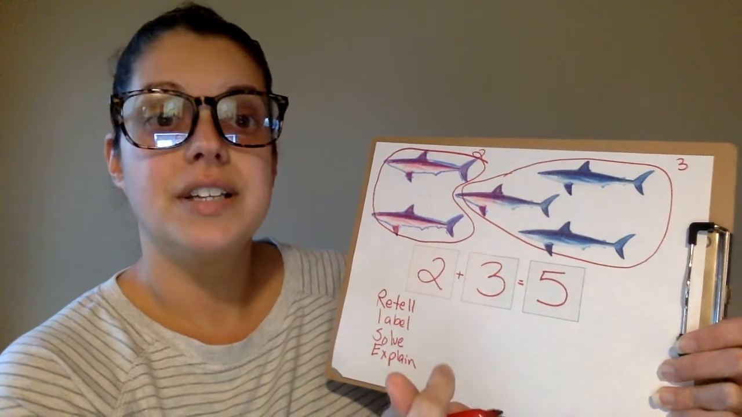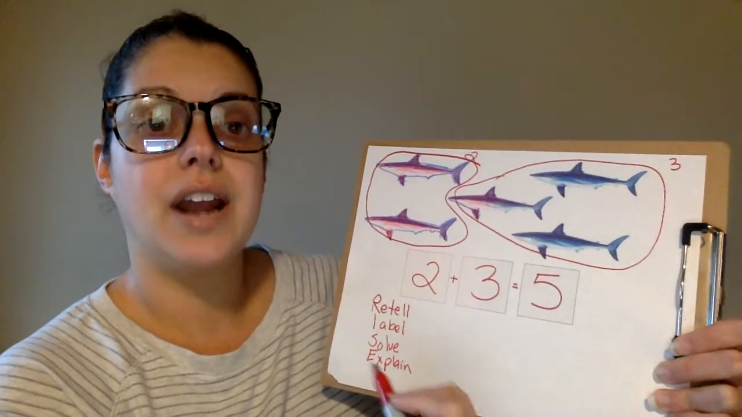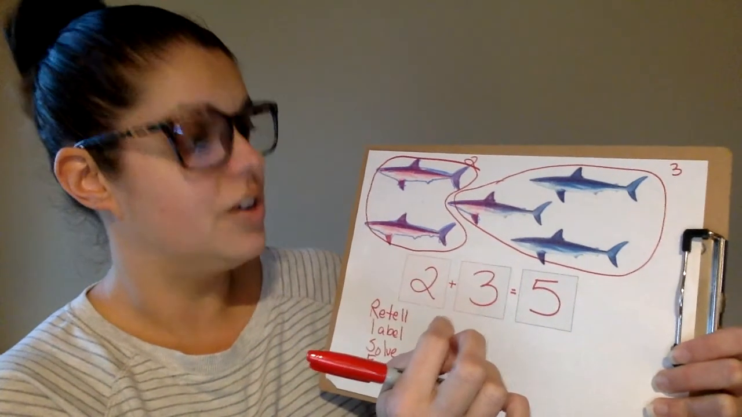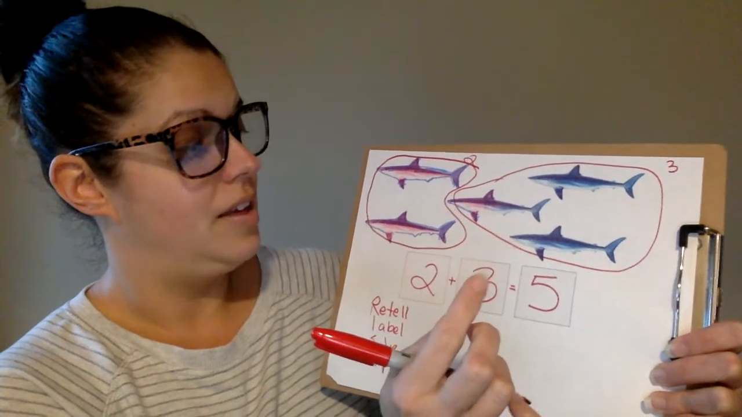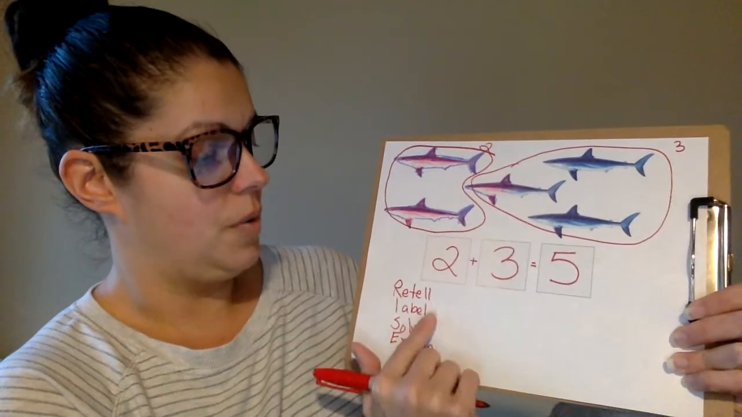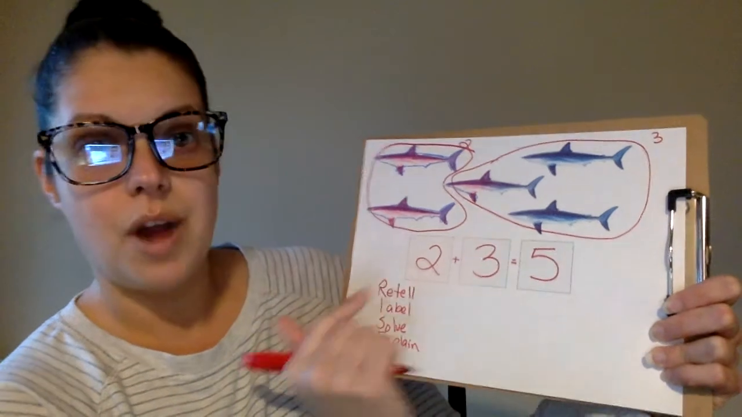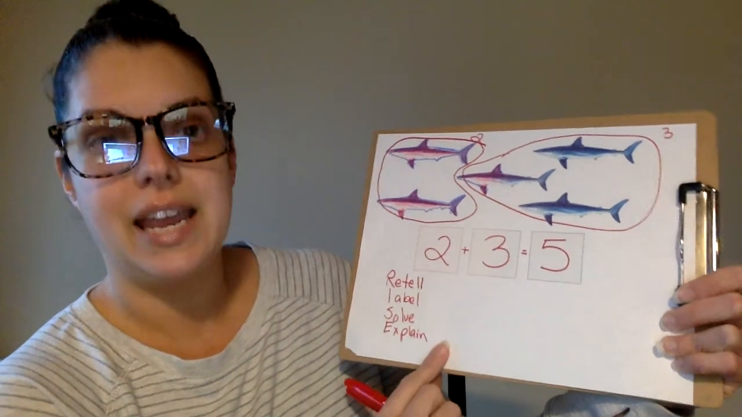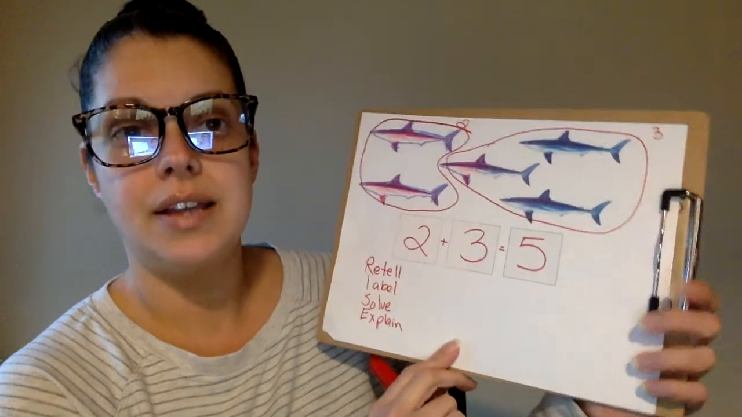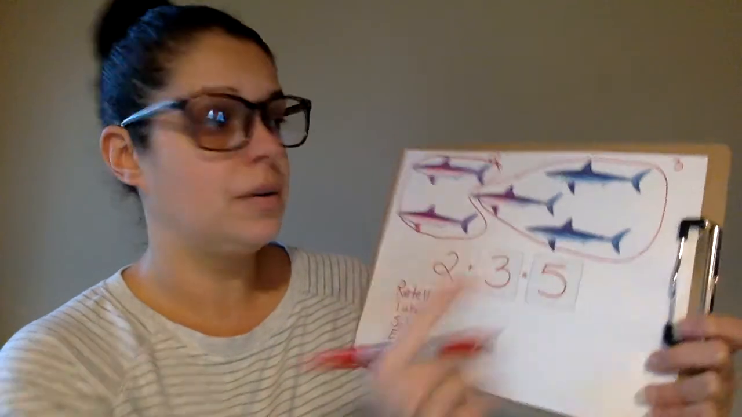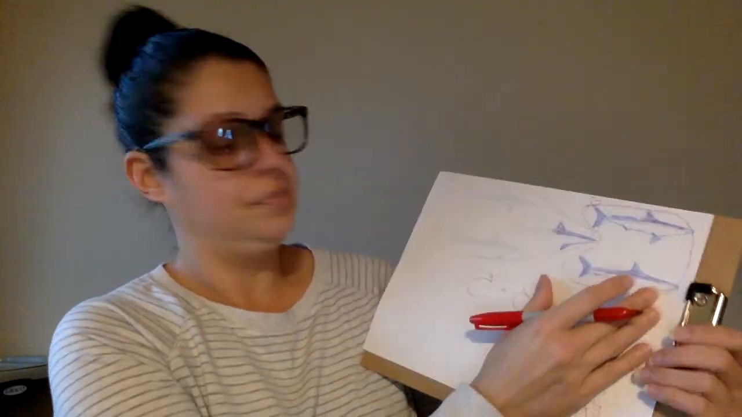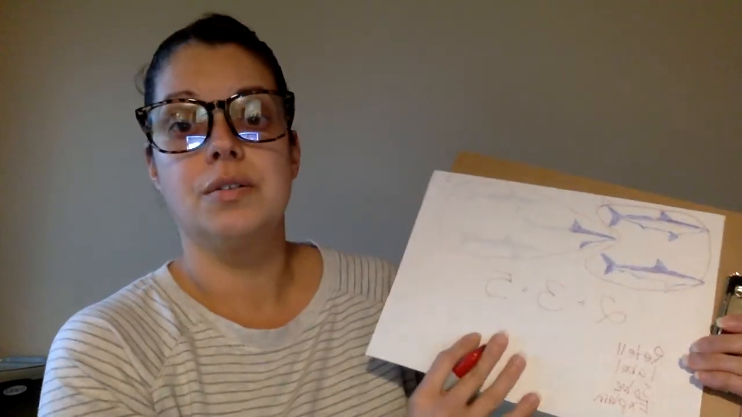Okay? So you're going to see Google Slides and you're going to have to tell a story, right? You're going to retell my story. You're going to label your pictures. You're going to solve your problem. And then you're going to explain how you solved it. Now, if you can't write in Google Slides, you can just get a piece of paper. You can get a blank piece of paper and you can draw a picture, right?